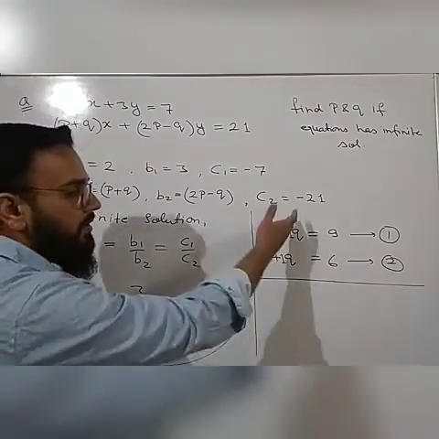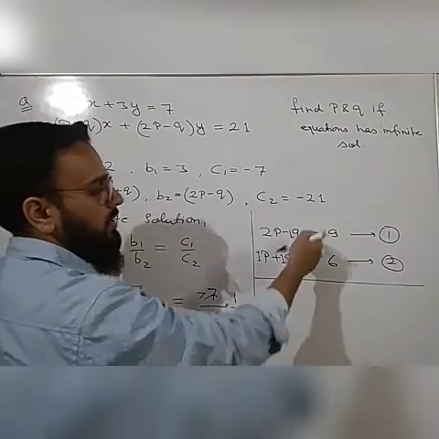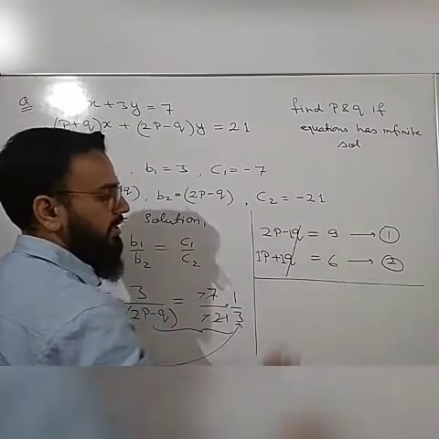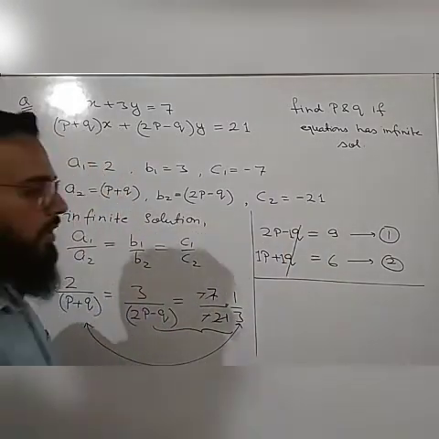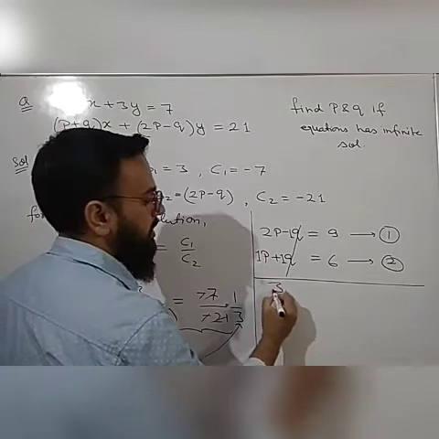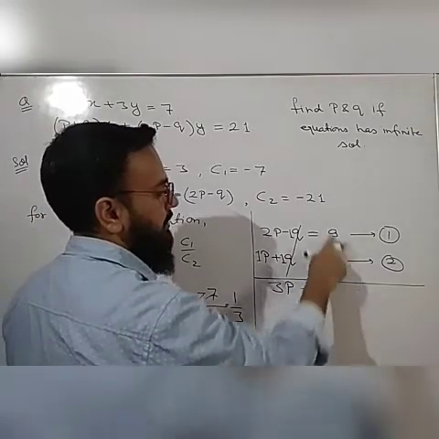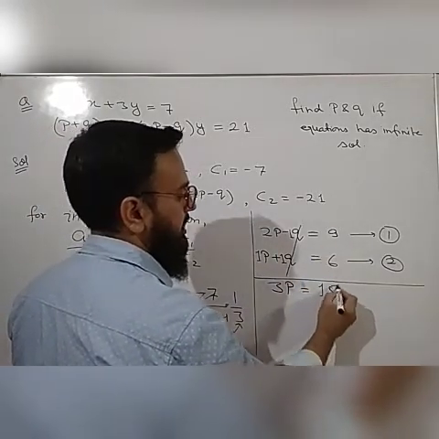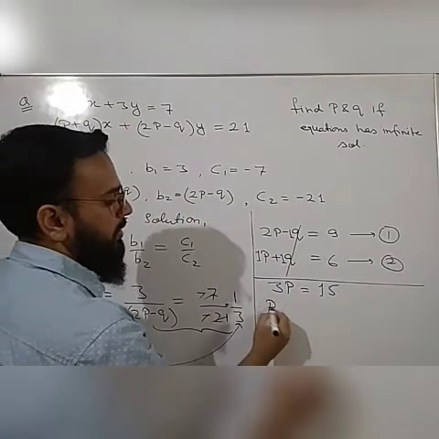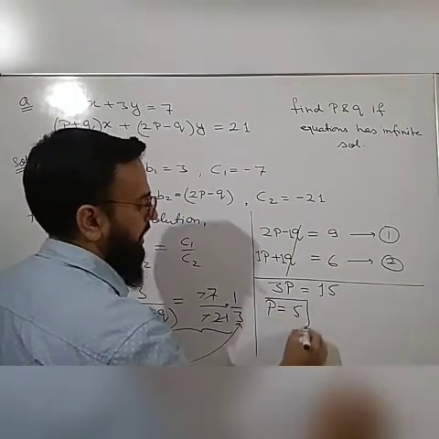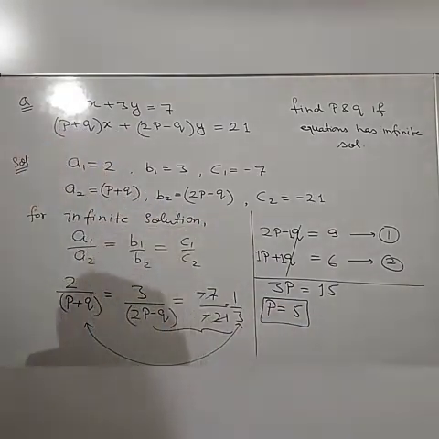Now we can add these two equations. If we add these two equations, then this -1Q and +1Q will be cancelled out. 2P plus 1P will be equal to 3P, and it will be equal to 9 plus 6, which is 15. It means the value of P will be equal to 5. So we get the value of P, which is equal to 5.